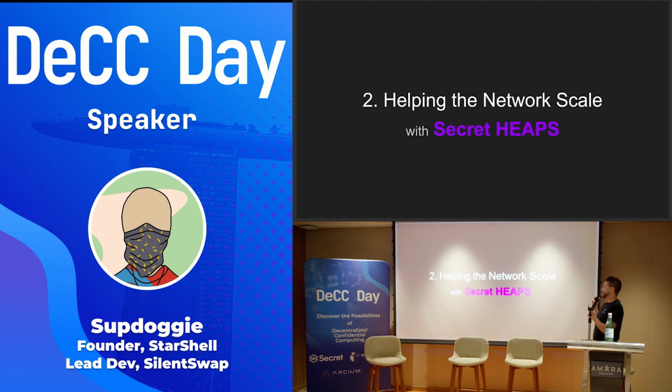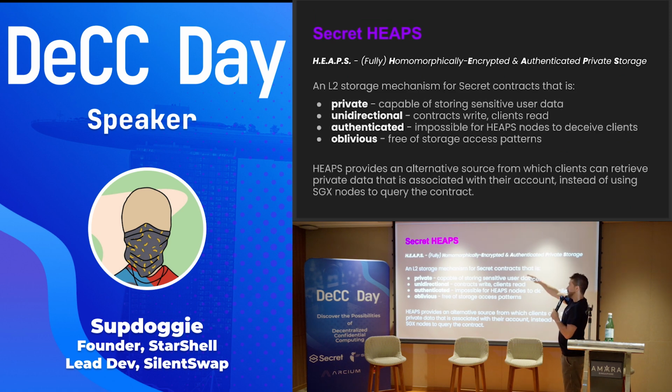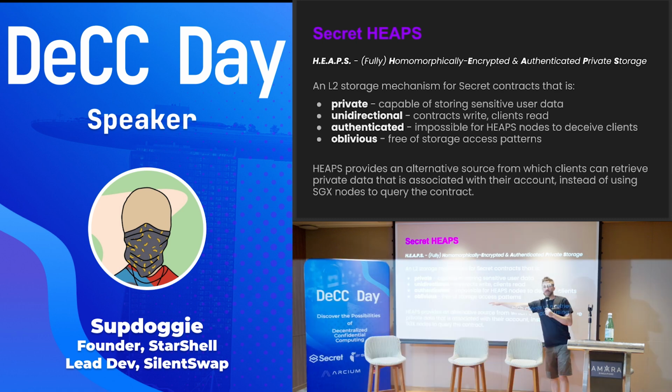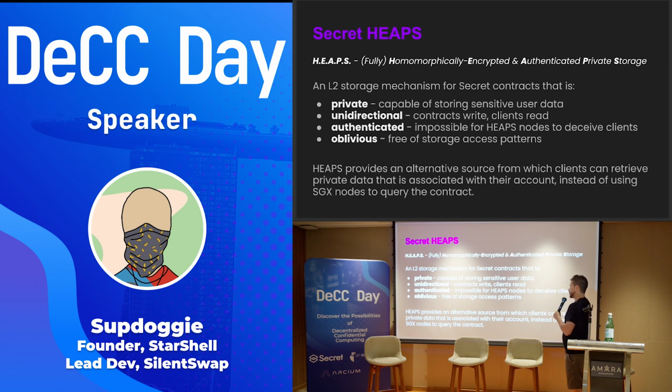Okay, and now the exciting part, Secret Heaps. So next slide. HEAPS stands for fully homomorphically encrypted and authenticated private storage. It is a layer 2 storage mechanism specifically for Secret Network that creates a private and unidirectional authenticated oblivious storage outside of the trusted execution environment. By oblivious, what that means is that we're avoiding storage access patterns, which I talked about in the first part. So you can think of Heaps as like a cache outside of trusted execution environments. Next slide.